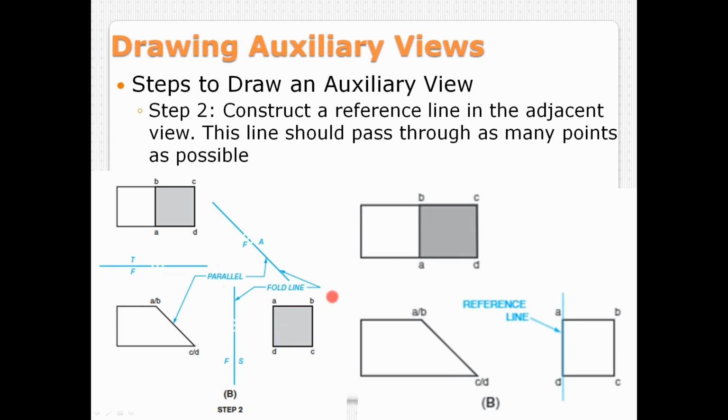So we have two ways to do it. The first way is to construct all the reference lines in the adjacent view, or if you prefer not to, this is another way where you don't make so many reference lines, by simply using this line as your reference line.